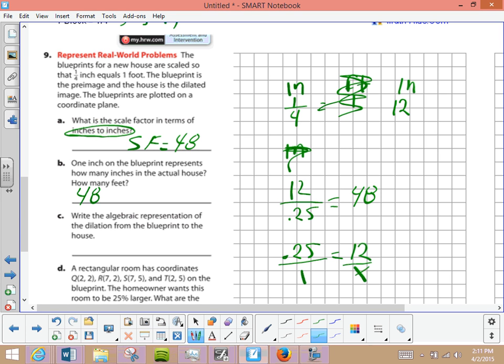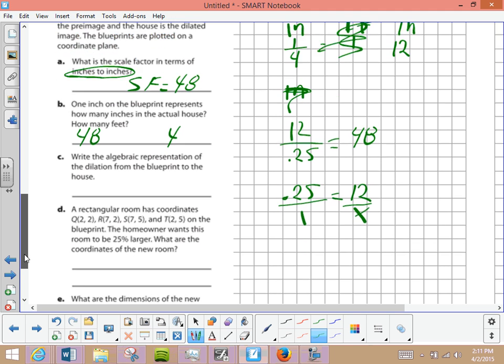The same thing works with the other one, with the feet. What do y'all get? 4. You can just divide that by 12. Or you can do the proportion. Do what? Or she lost me. I'm sorry, you lost me.